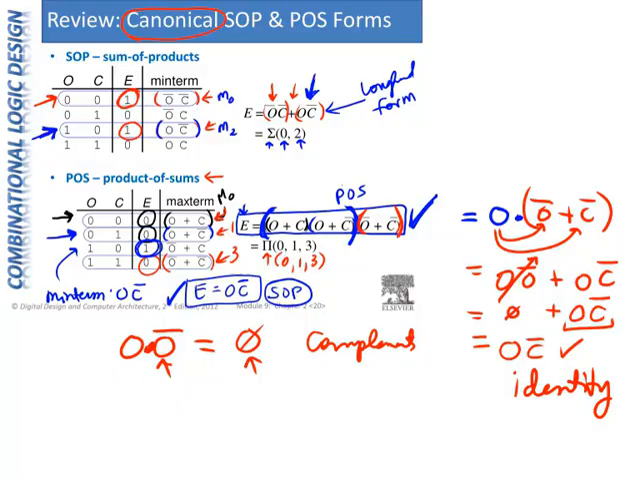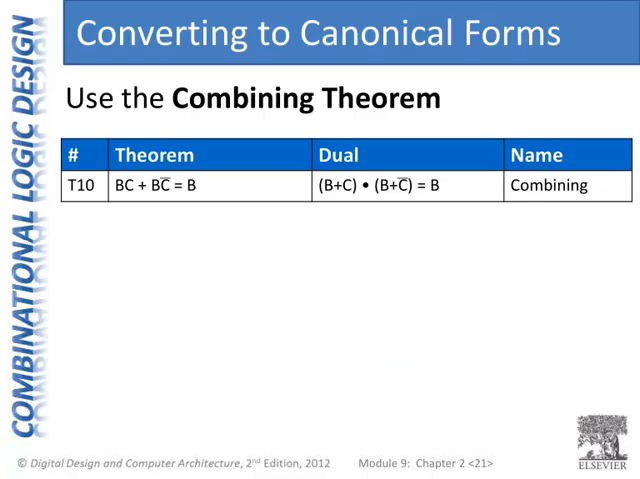Let's now talk about converting to canonical forms from the minimized form. So we're going to use the combining theorem, but we're going to use it backwards. So up until now, we've kind of started with a more complex equation and simplified it using combining in this direction to reduce the number of terms, to minimize the expression. So we could, for example, start with a canonical sum of products form and then use combining to convert to our minimized sum of products form.